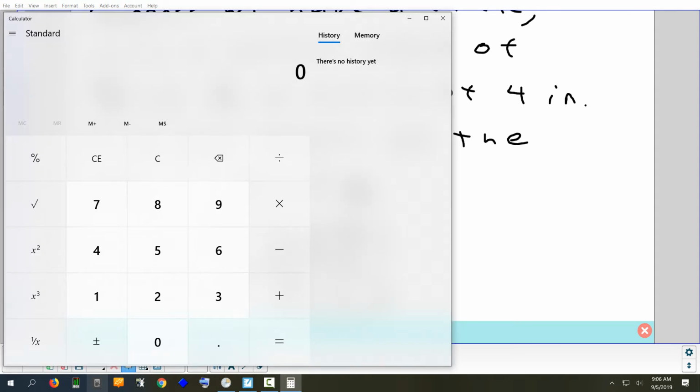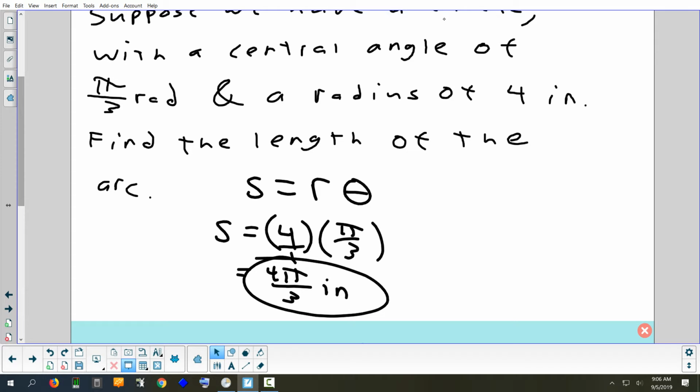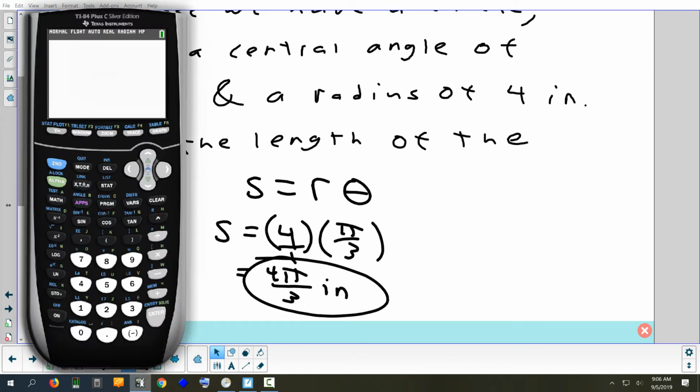If you wanted to know, well, what is that as a decimal? Okay, if they ask you for that, you just type it in. 4 pi divided by 3. So it's about 4.2 inches. That's the length of the arc. Any questions on that one?